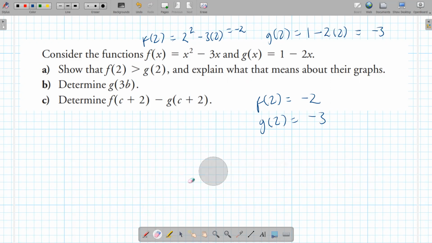But for the second part of part A, explain what that means about their graphs. So what does this mean about their graph? The fact that f of 2 is greater than g of 2.